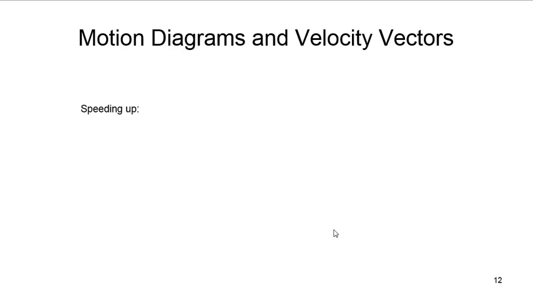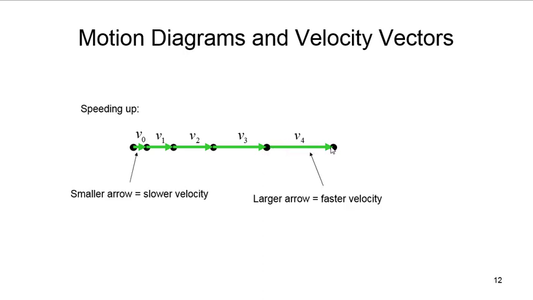Let's look at something that's speeding up. Okay, so try to draw a motion diagram for something that's speeding up. Doesn't matter what direction it's going. Okay, here's my dots, here's my arrows, and now I'm adding in these velocity vectors, or they're just labels. So now I can really say, where's the object going faster? Which velocity is the biggest? V4 is the biggest. Well, how do I know that? The arrow is the biggest. So where you have a smaller arrow, that means a slower velocity, a smaller velocity. A larger arrow means a faster velocity. V4 is bigger than V0. V4 is the biggest one.